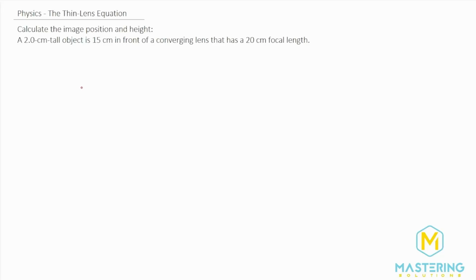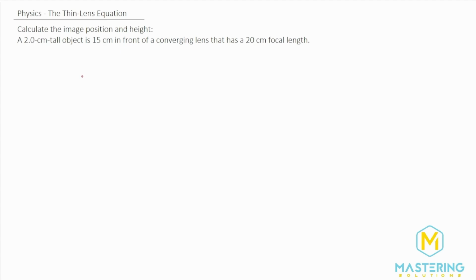Welcome to Mastering Solutions. This is another calculate the image position and height question, and we don't need to draw a ray diagram for these ones. You could, if you wanted to practice, it's really good to do that. I can almost guarantee you'll have a ray diagram question on your test.